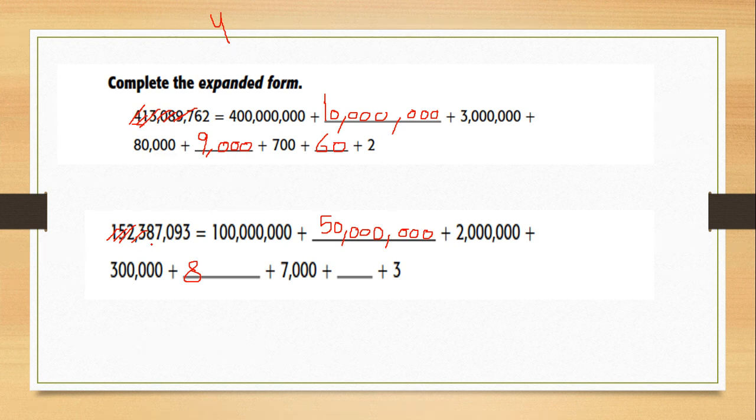That means we need to put 4 zeros. Okay, if you are confused or you're not sure how many zeros you need to put, just count the digits before 8. Let's count it together. 1, 2, 3, 4. So that means we need to put 4 zeros. Okay.